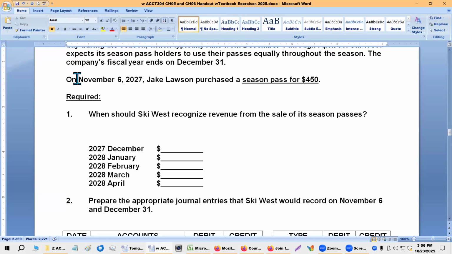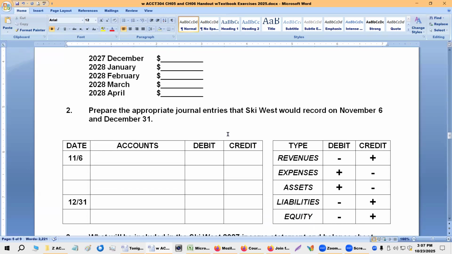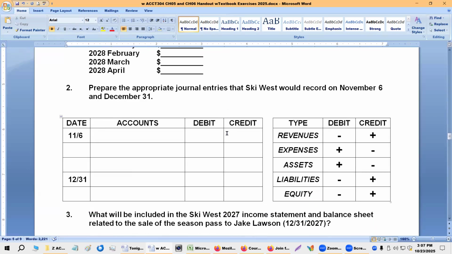Now, notice on November 1st, we really haven't earned anything. Jake isn't skiing there. He can't ski there for another month or so. But we have Jake's money. So Jake sent us the money, $450. Coming down here, what are we going to do with Jake's $450? He really did send it to us on 11/6, so we have to account for it. Let's assume it's a check. He sent us a check for $450.